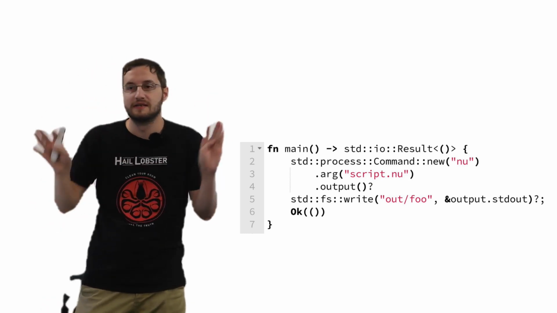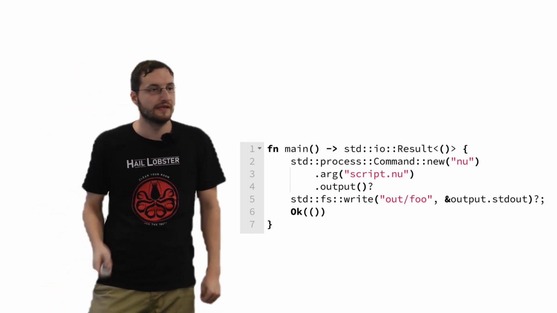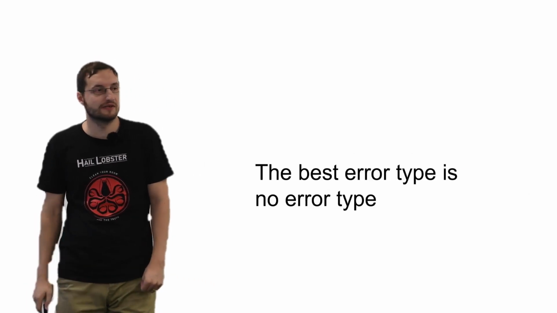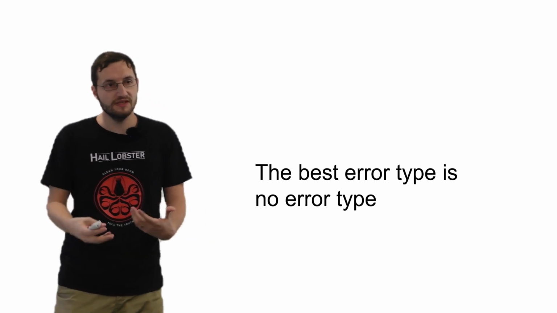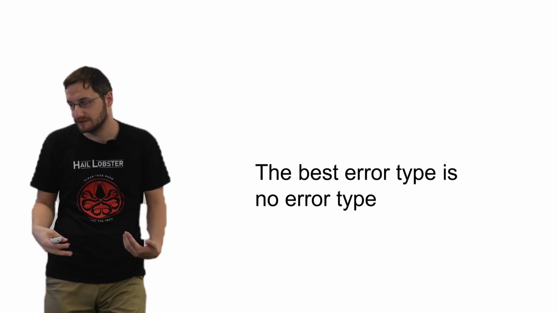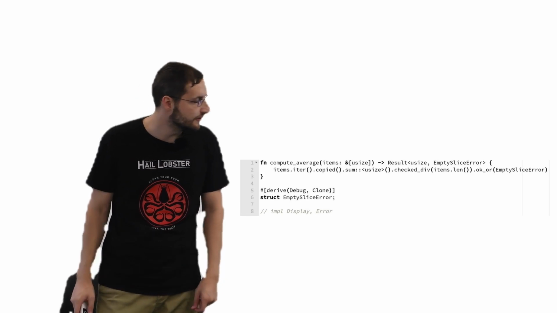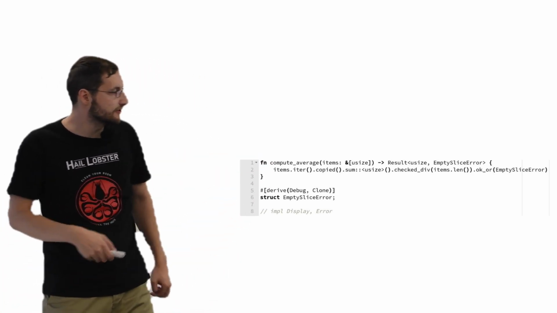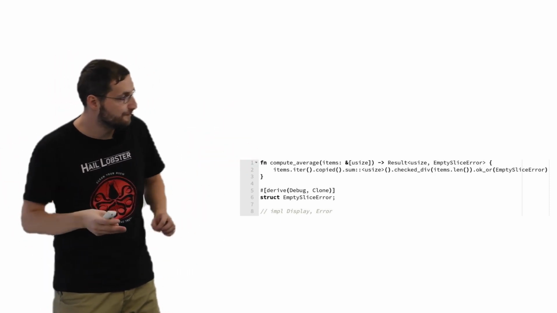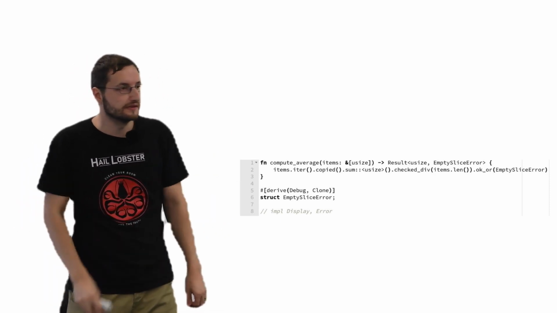Okay, but let's say we are not in this situation and you still need some error type. So my next answer to this question, like which error type should I use, is that the best error type is no error type. So basically you try to design the program such that there are no error types in the first place. And the way to do that is to use the so-called new types, for instance. So let's take this function that just computes the average, so it sums up the input and divides it by the count, and then returns the result.